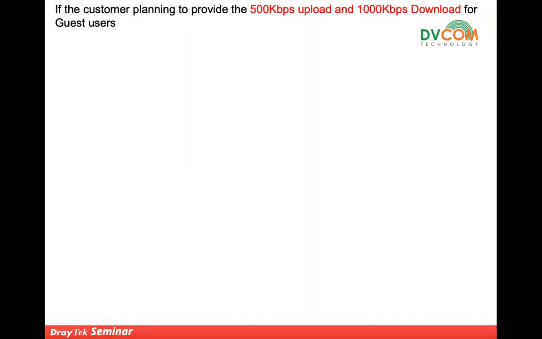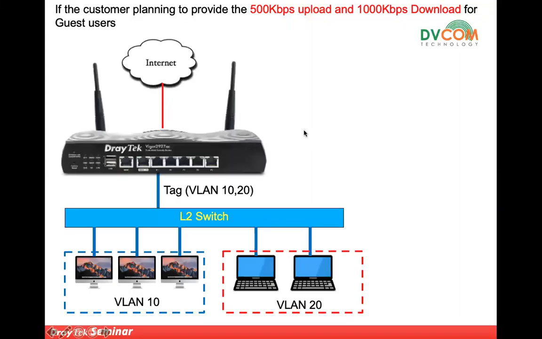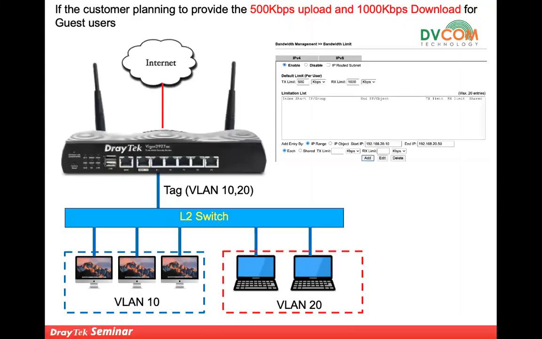For example, if you see here, we have a limitation. If you want to do the limitation, just go to bandwidth management, click on bandwidth limit, and specify the IP address of your guest people. Let's say my guest people are working with 192.168.20, and as per my scenario, 192.168.20.10 to 192.168.20.50. So whenever anybody takes an IP address within this range, they are going to get the maximum bandwidth.